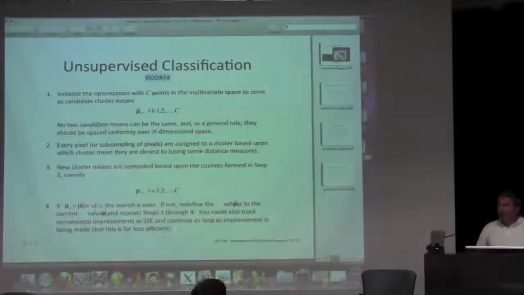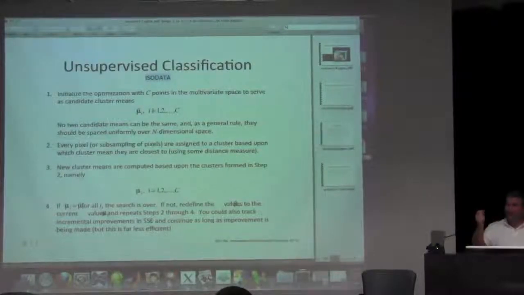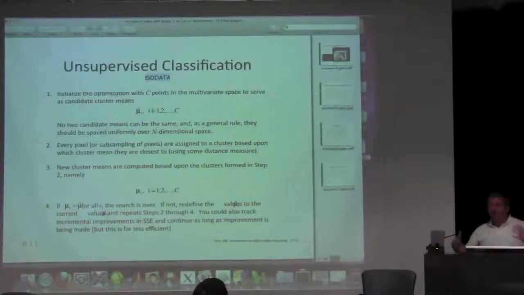Or I can go through and pick 10 random pixels from my scene and say those are the means of my clusters. I like the second one better because at least you know you're going to have one member in a cluster, the pixel that you picked. It's going to be closest to itself, and so that one's always going to be assigned. If I just pick 10 random values in 7 space, chances are I'm going to have 4 or 5 of those that never have a pixel that's close to it. It's just somewhere sitting off in the end space.